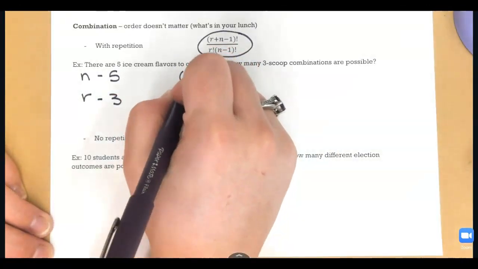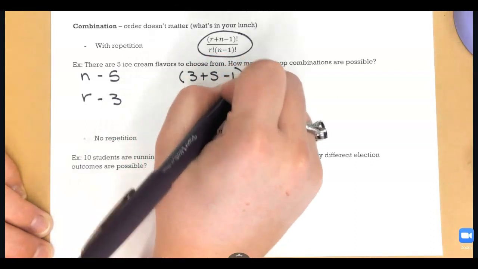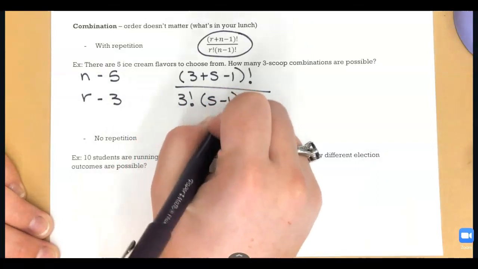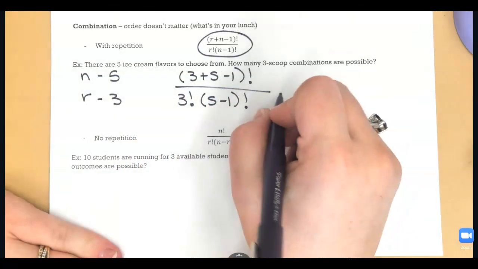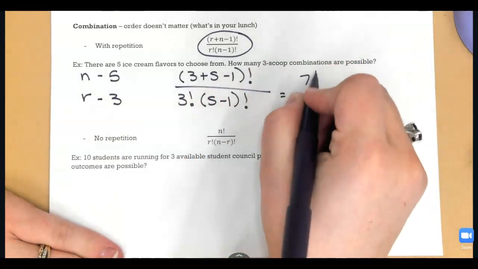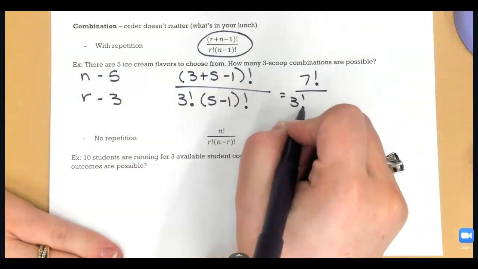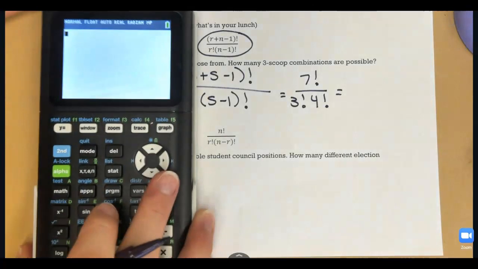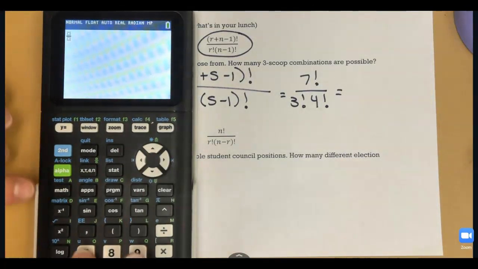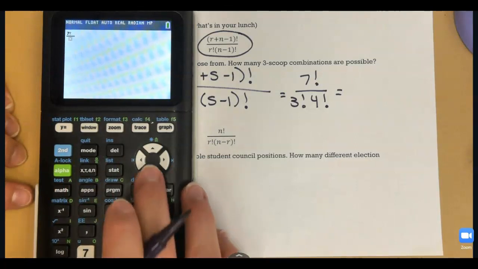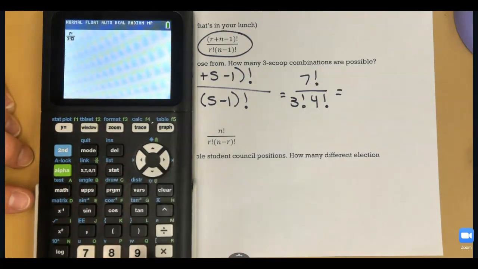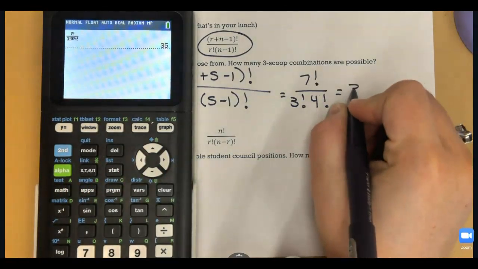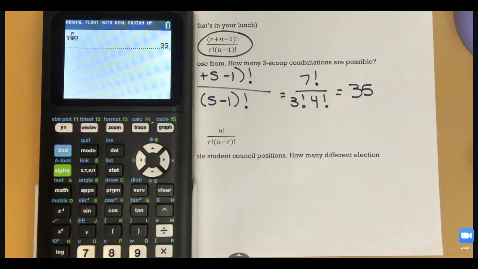So that's going to be 3 plus 5 minus 1 factorial over 3 factorial times 5 minus 1 factorial. So simple math inside those parentheses. 5 plus 3 minus 1 is 7. The 3 factorial does not change, but 5 minus 1 is 4. So in my calculator, I'm going to do 7 factorial on top, and then in the bottom I have 3 factorial times 4 factorial. And my answer is 35 possible orders for this ice cream scenario.